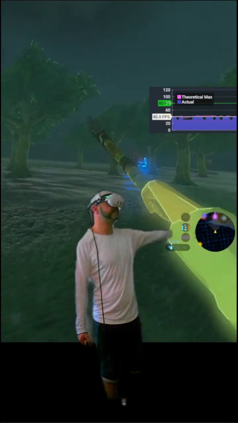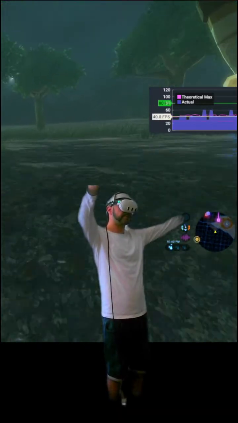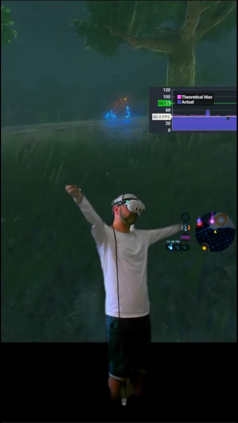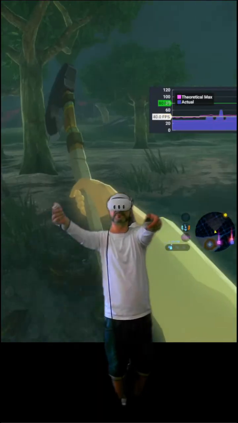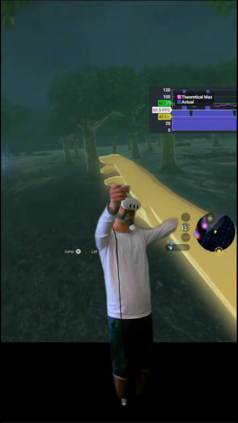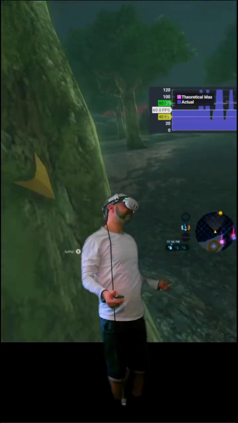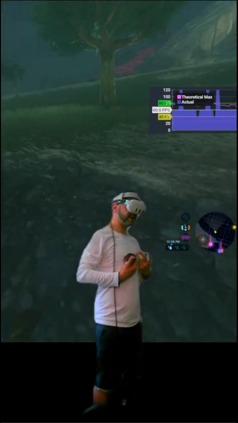So, see? 40 FPS. Let's go back to the water. Can it fix? Or I can also just jump on this tree here to fix the frame rate issue. I hope the developer can do something. Maybe I'm asking for too much.